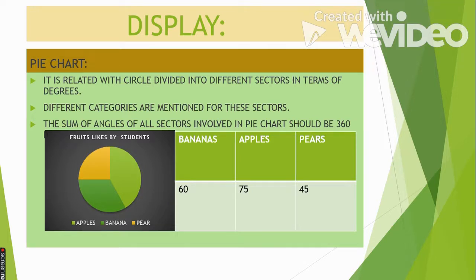Second thing, different categories are mentioned for these sectors. I have already told you how many categories there are, you should write it here. The sum of angles of all sectors involved in a pie chart should be 360 degrees. After calculating the degrees of these numerical values, just like bananas are 60, apples are 75 and pears are having 45 votes, you will convert them into degrees and your sum should be equal to 360 degrees.